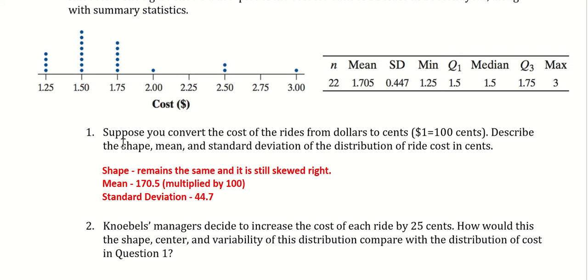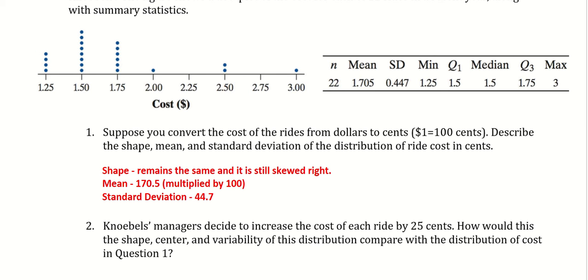We said the shape remains the same and it's still skewed right. The mean actually went from 1.7 to 170. If you think about it, all that happened was the mean got multiplied by 100 as well. And then take a look at our standard deviation.